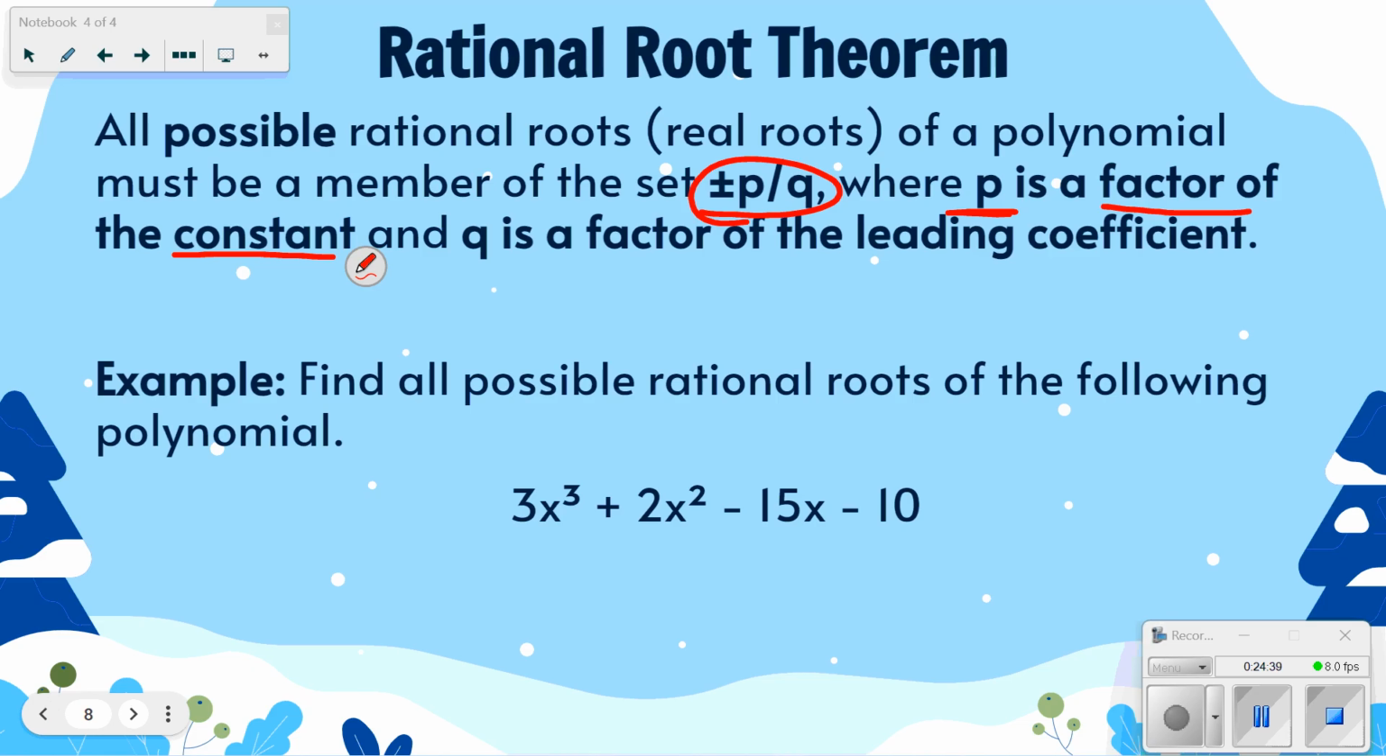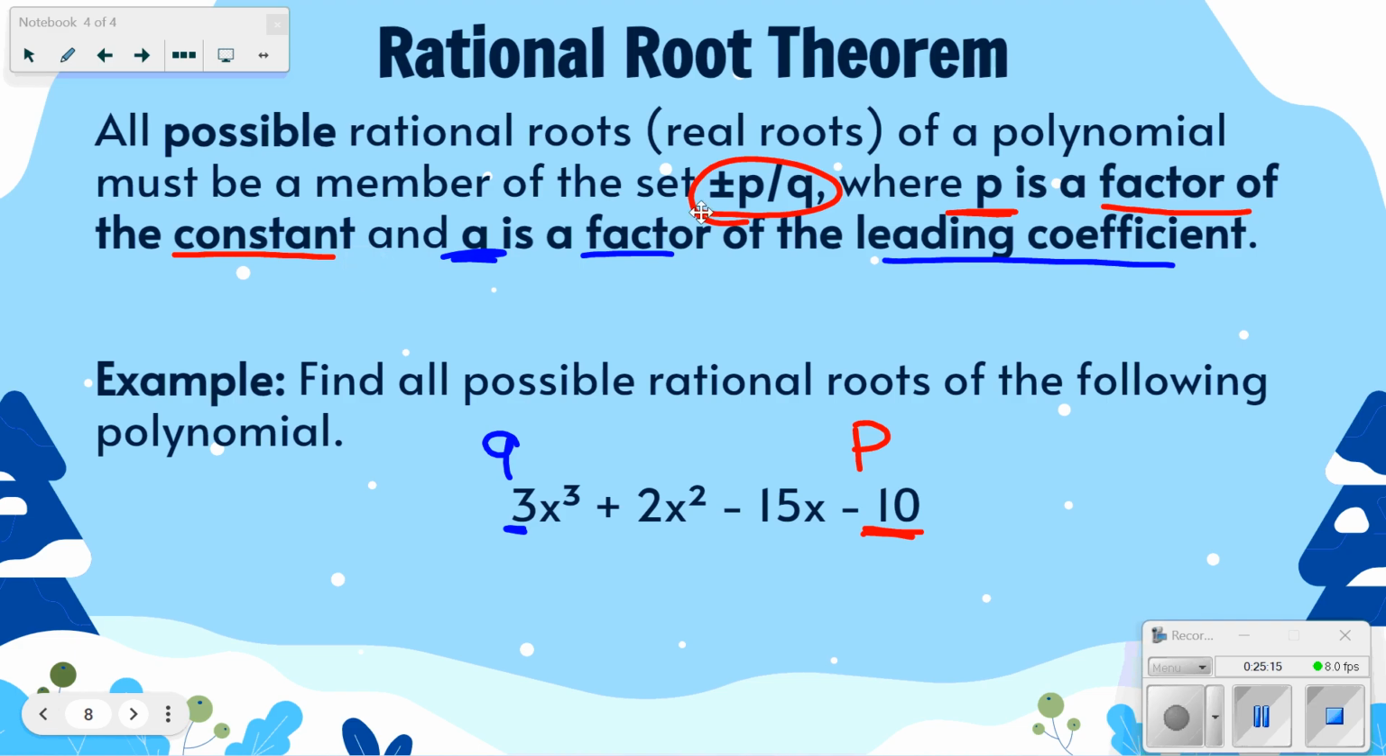The last constant all the way at the end. What do you see, Leo? There you go. So p is negative 10. And q is your factor of the leading coefficient. So always make sure you're in standard form. And your leading coefficient here is what? 3. So that's the coefficient in front of my highest degree. P is that constant at the end.